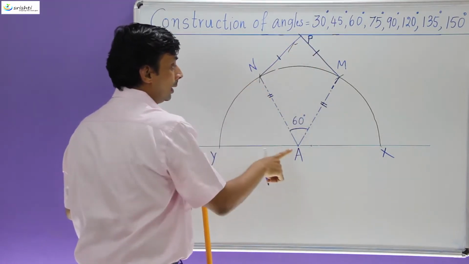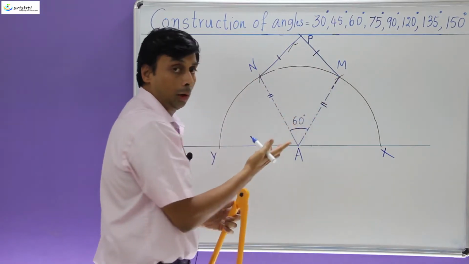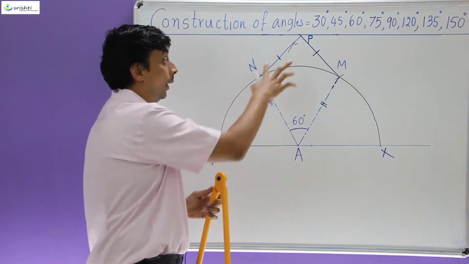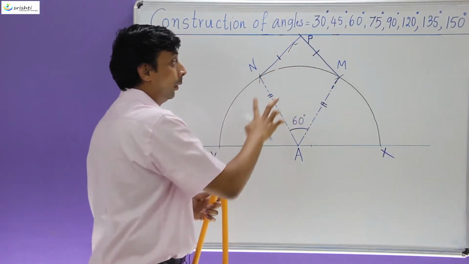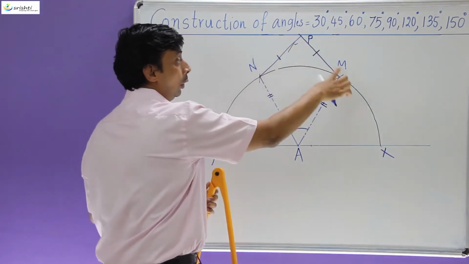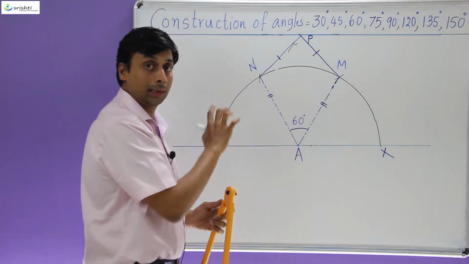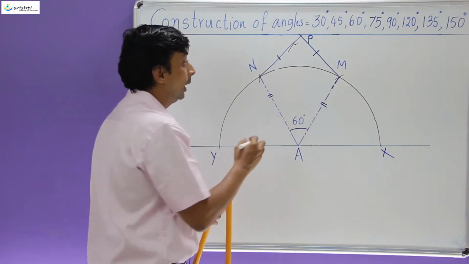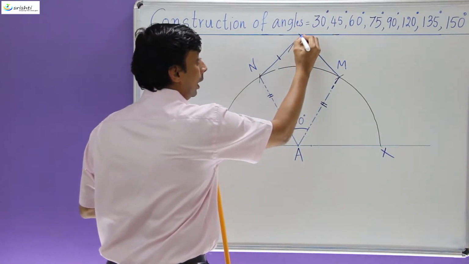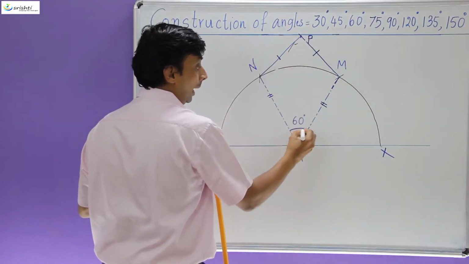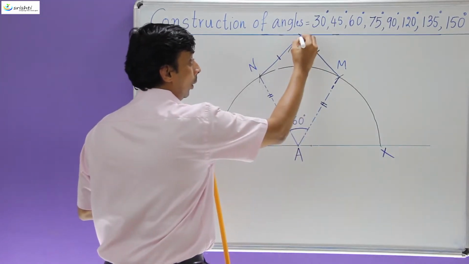So what figure is ANPM? It is a quadrilateral for sure, but it is also a kite. It is a special quadrilateral where the two adjacent sides are equal. So PM is equal to PN and AN is equal to AM. So this is a kite. There is a special property in a kite where we know that the longer diagonal, so if you join the point A with P, is going to bisect this angle A. This is the property of a kite.